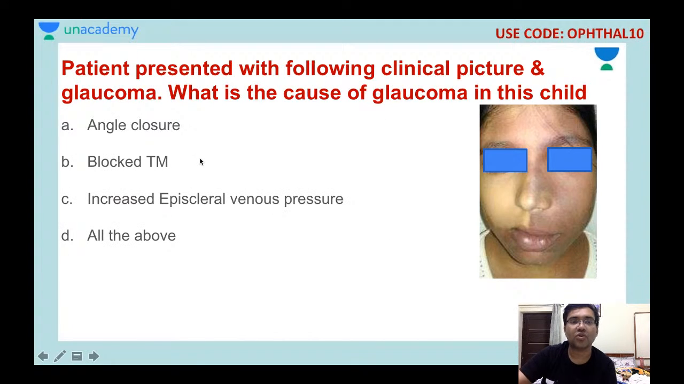Okay, the next question is, a patient presented with the following clinical picture and glaucoma. What is the cause of glaucoma in this child? First of all, tell me what is the diagnosis of this patient. You can see a port wine stain here in one part of the face. So this is a patient who is suffering from Sturge-Weber syndrome.